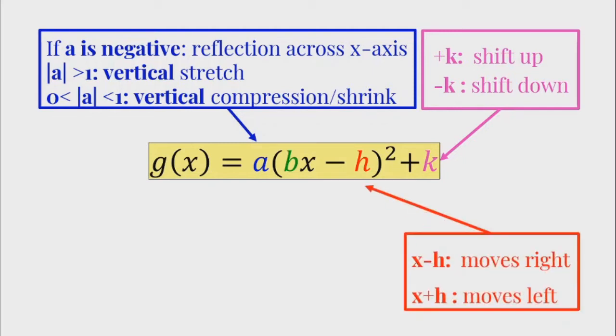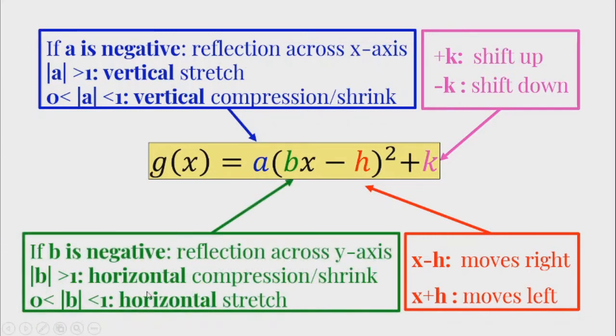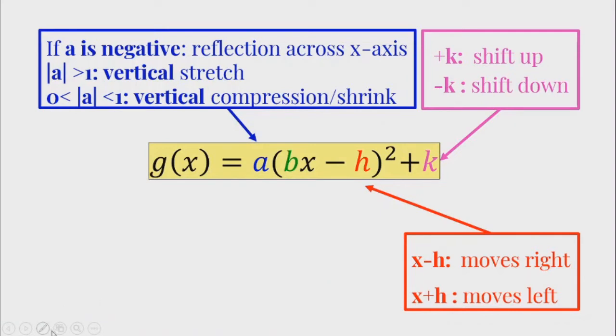So let's talk about the h. The h again is the x value of the vertex. To talk about h, I want you to consider the entire expression inside this parenthesis. When the expression is x minus a positive h, that will cause the graph to move to the right. We call that a horizontal translation to the right. Then when it is x plus h, it will move to the left.